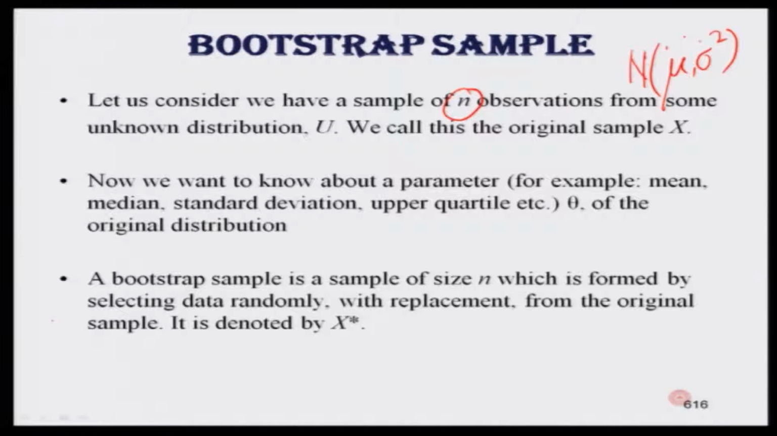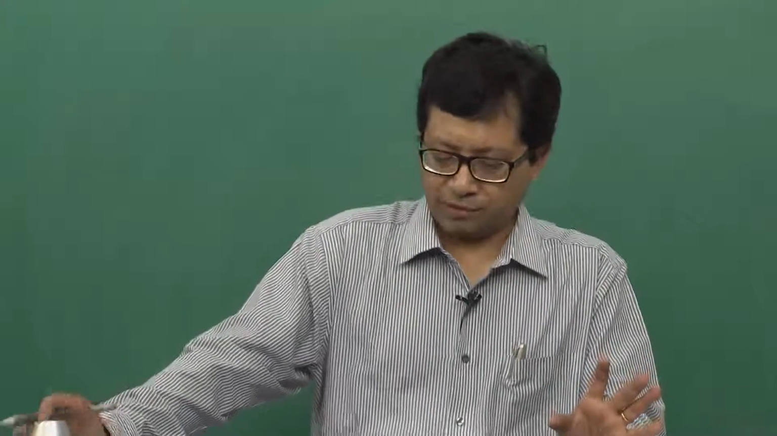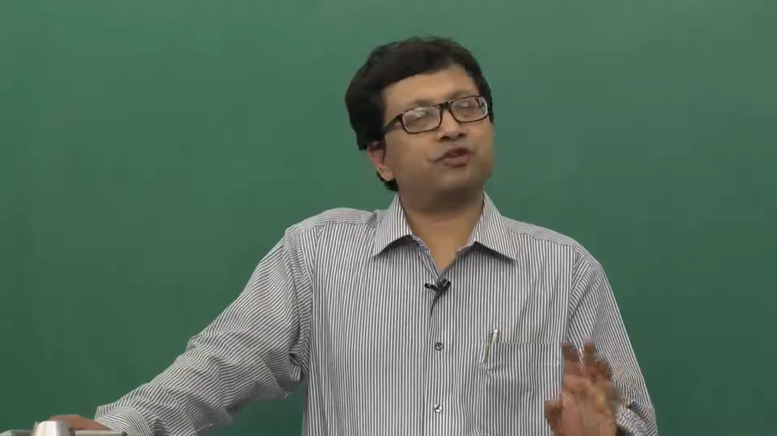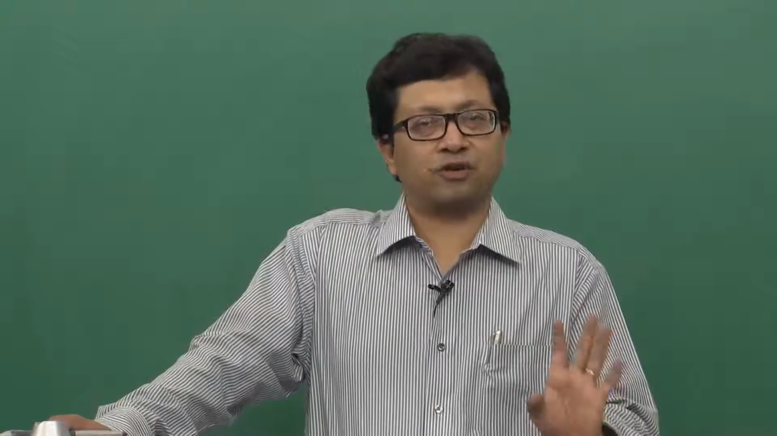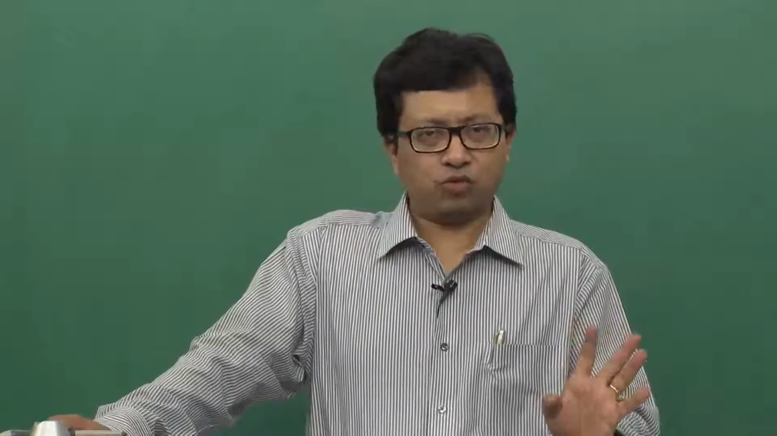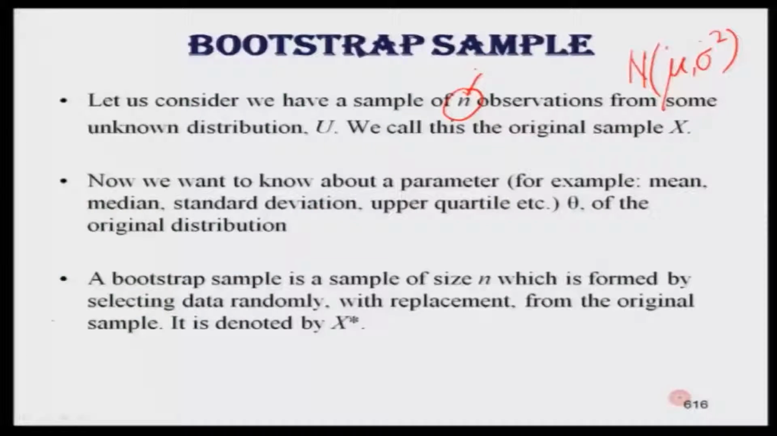Now, as we do not have the population, what do we do? We have to pick some small n number of observations. So, this n is a small n of observations, which is a subset of the so-called infinite population which we have. Consider this n number of observations has been picked up from an unknown distribution. That means, we do not know the underlying distribution of the observations from where we are picking up, and consider that to be U. U is not uniform, it is any arbitrary distribution. We call this the original sample x.